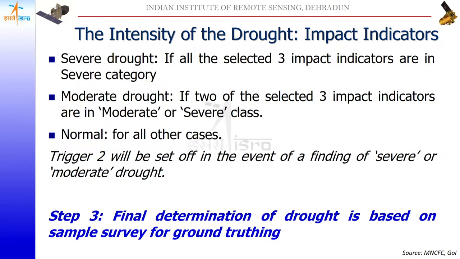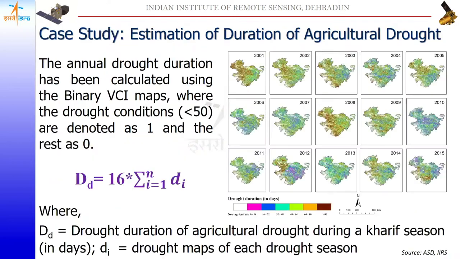So if the trigger 2 is set off with respect to the finding of severe and moderate drought, then step 3 comes into the picture, which is completely based on ground information, as it is mentioned here also. The final determination of a drought is based on the sample survey for ground truthing. So with the ground truthing or the sample survey, area to area, village by village, they define that this village is severely affected, this village is moderately affected, and how much area is under the particular natural calamity called drought condition in this season.